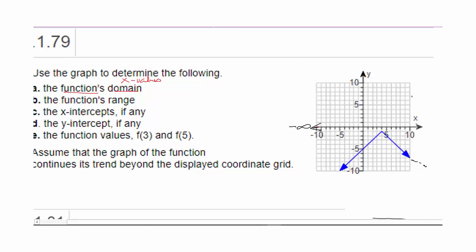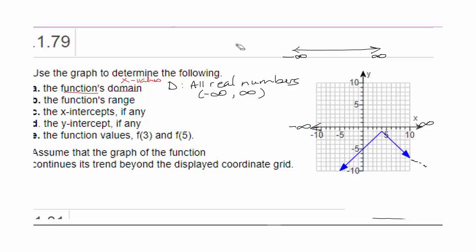So one way we could explain this is to say that the domain is all real numbers. Or in interval notation, how do we describe a set that goes on the number line all the way from negative infinity to infinity? We would say interval parenthesis, negative infinity, comma, infinity, close parenthesis. Okay, so that's the domain.